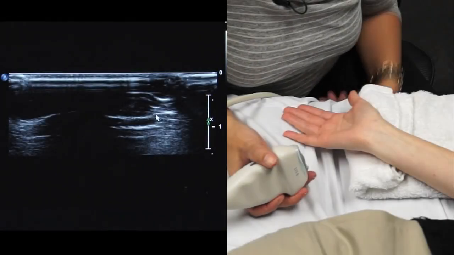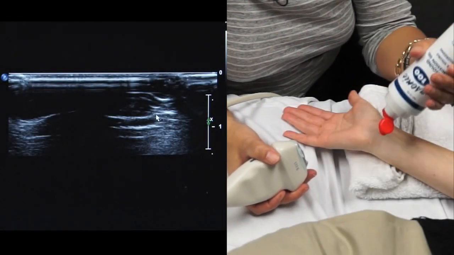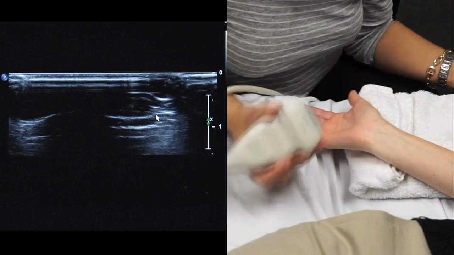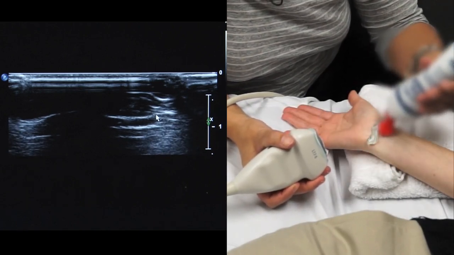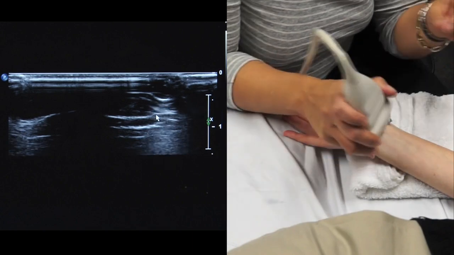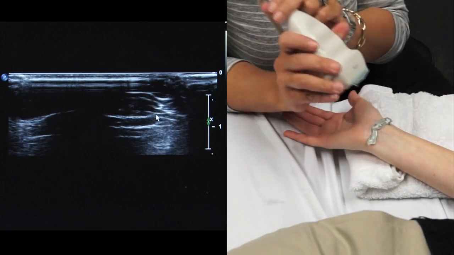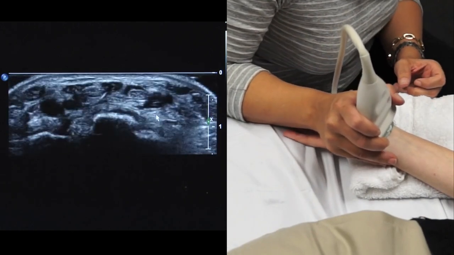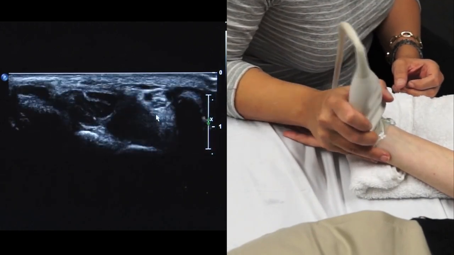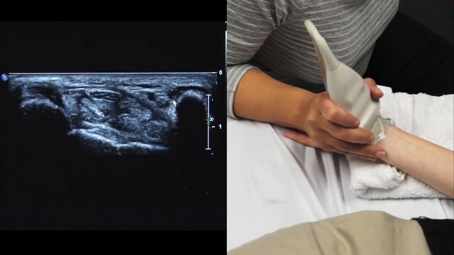Okay, we're going to start scanning the volar aspect of the wrist. Again, you'd like to use a linear transducer, as high frequency as you've got. Some gel here. I'm going to keep the marker at 9 o'clock when you're doing the transverse axis. Okay. So here I am scanning.